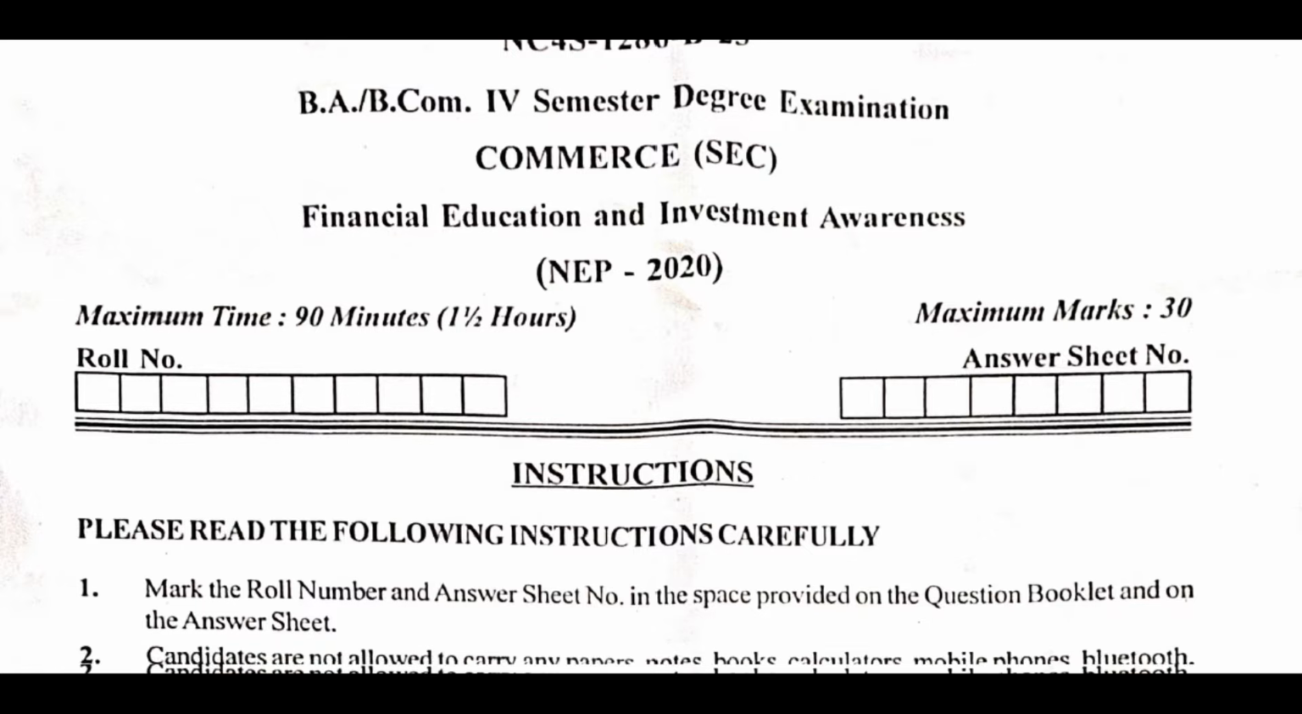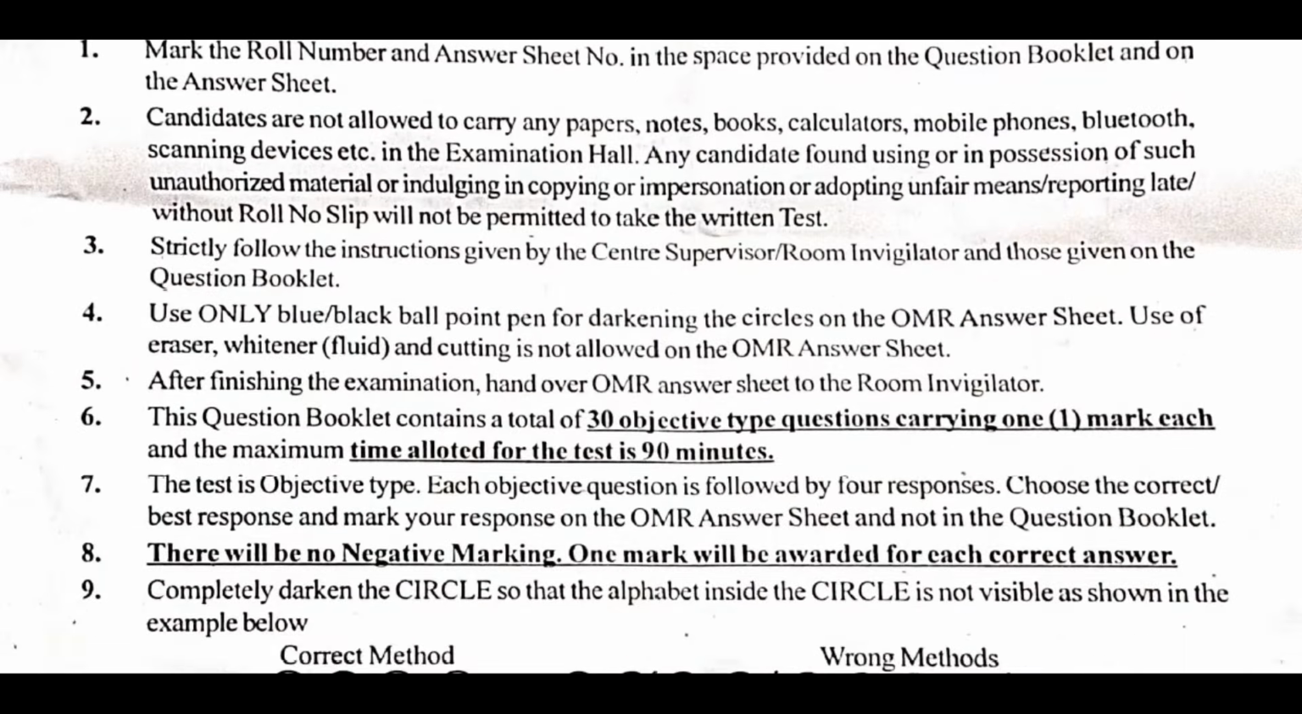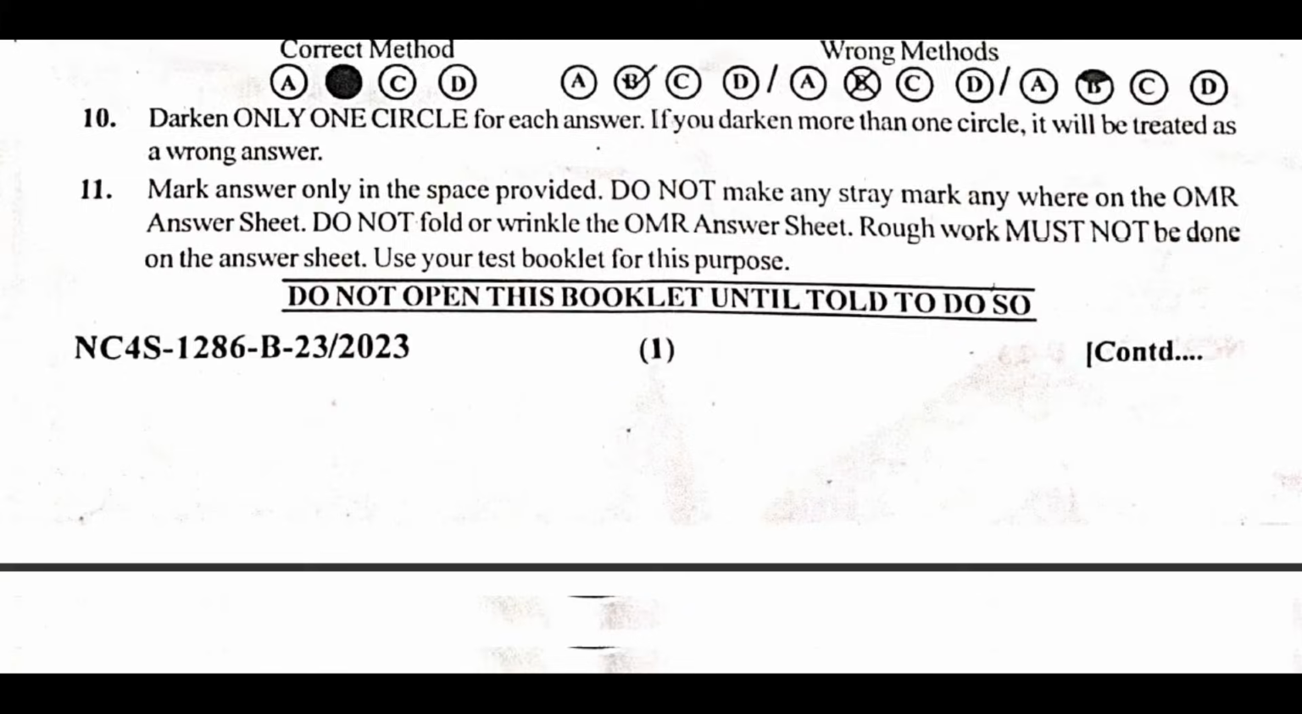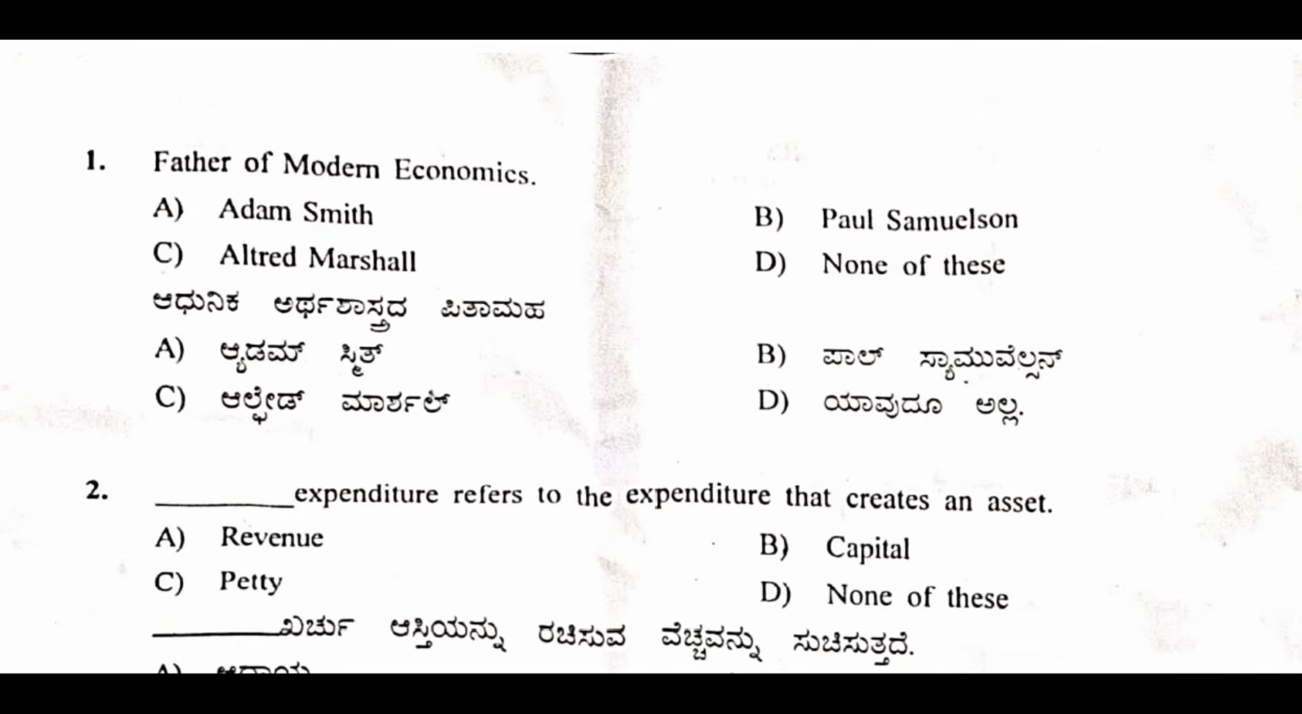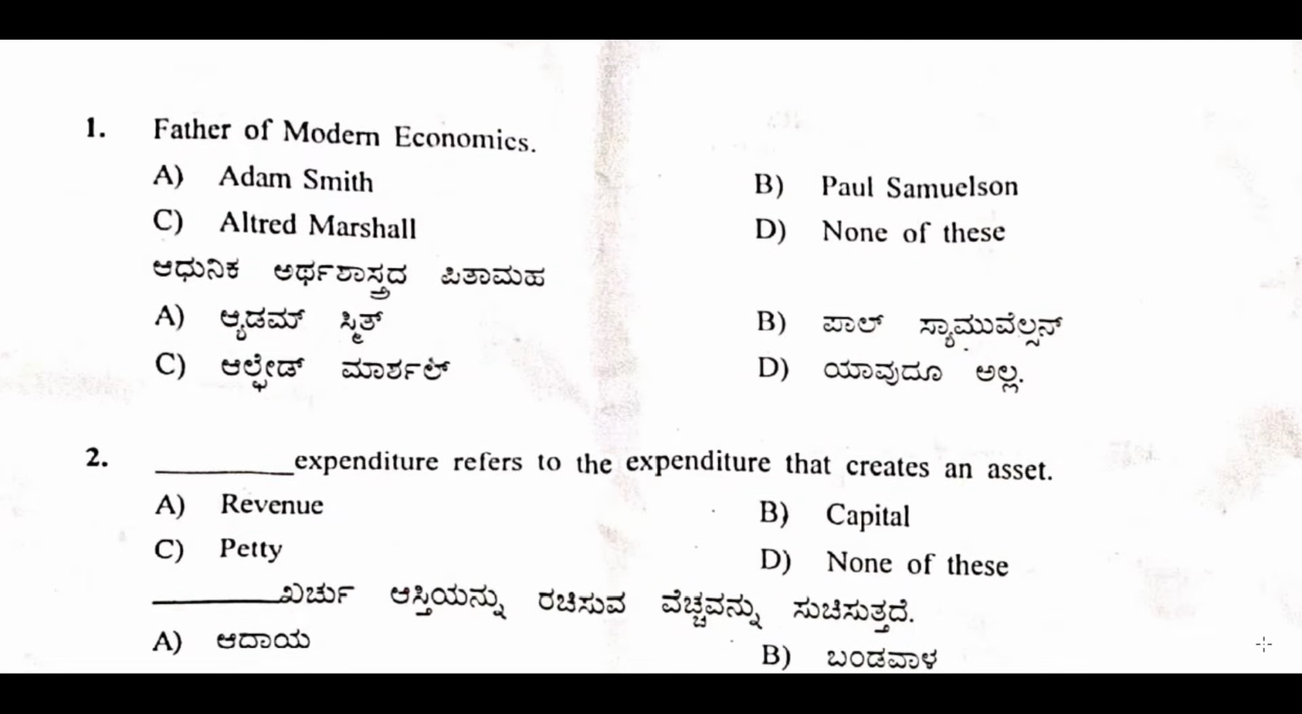So let us start with the first question. We have a first question: a father of modern economics. So who is the father of modern economics? Option A, Adam Smith. Option B, Paul Samuelson. Option C, Alfred Marshall, and option D is none of these.